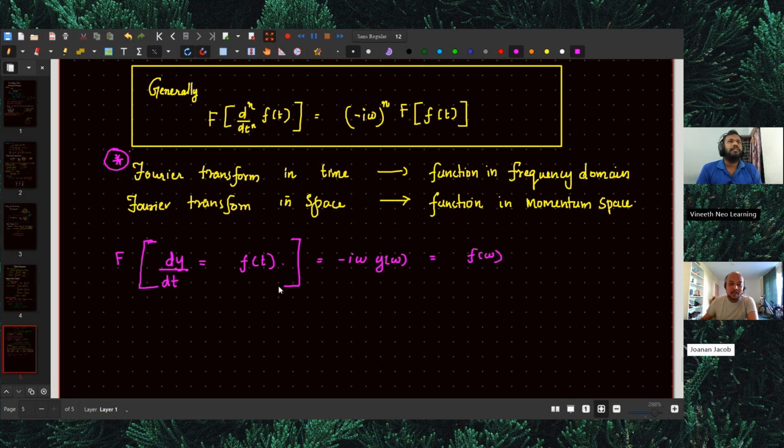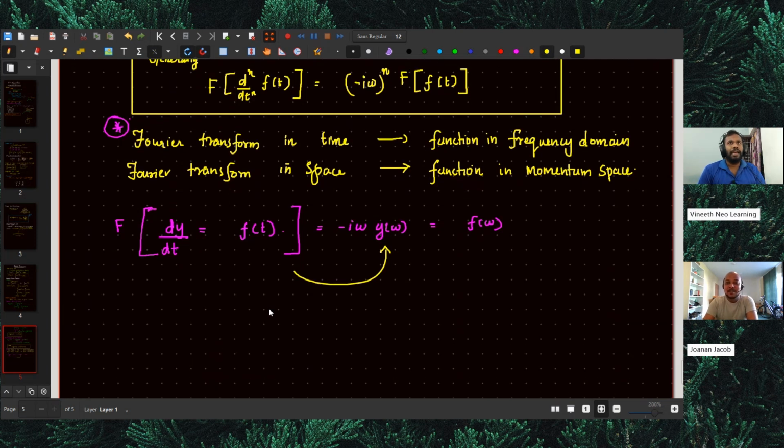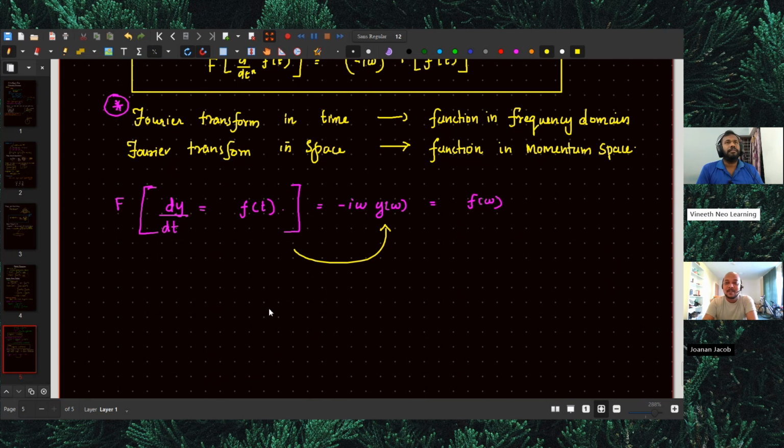This ordinary differential equation changed into an algebraic equation, which is easier to solve. Algebraic equations are easier to solve than ordinary differential equations, isn't it? So actually, what happens is that the Fourier transform of an ODE, an ordinary differential equation, will give you an algebraic equation.